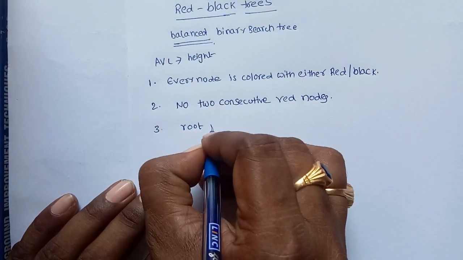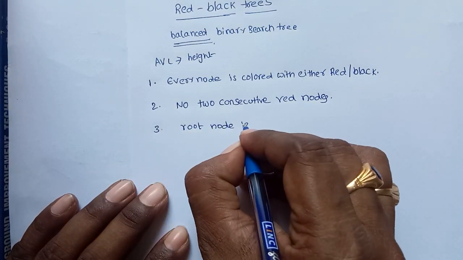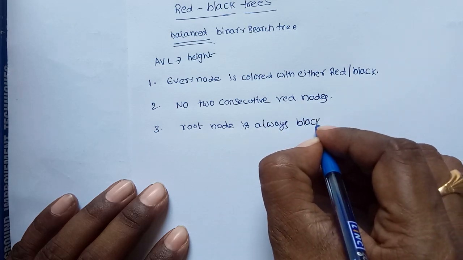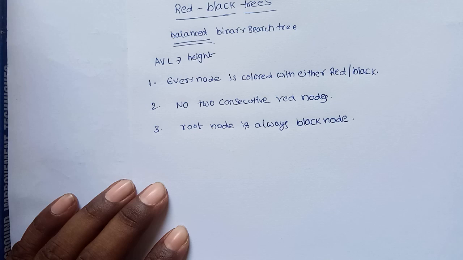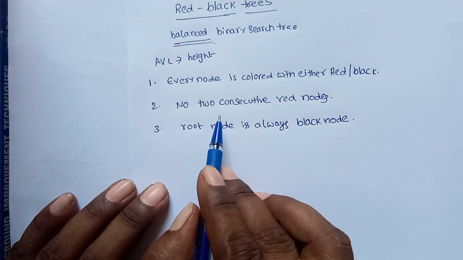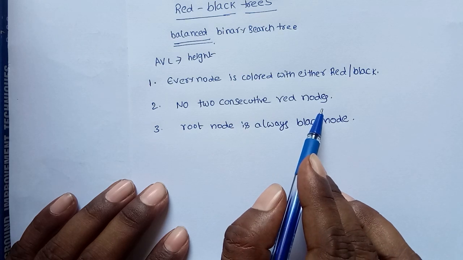The root node is always a black node. So the root node is always a black node. No two consecutive red nodes.